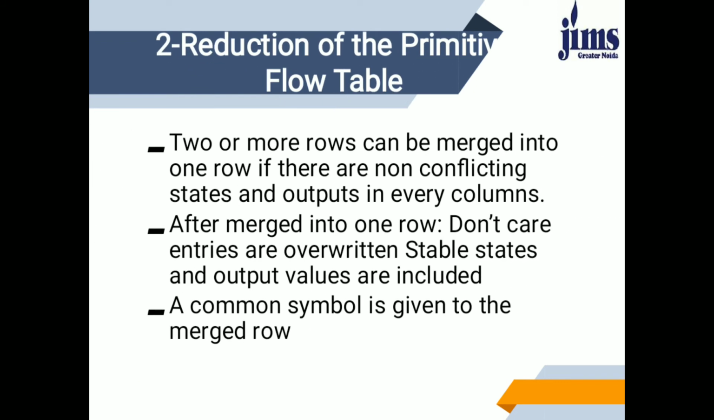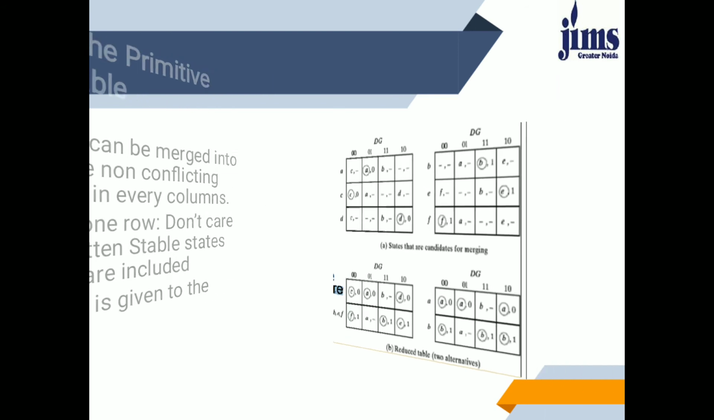Two or more rows can be merged into one row if there are non-conflicting states and outputs in every column. After merging into one row, don't care entries will be overwritten. In this don't care condition, stable states and output values are included. So a common symbol is given to the merged value. See, after reduction, how will it look?